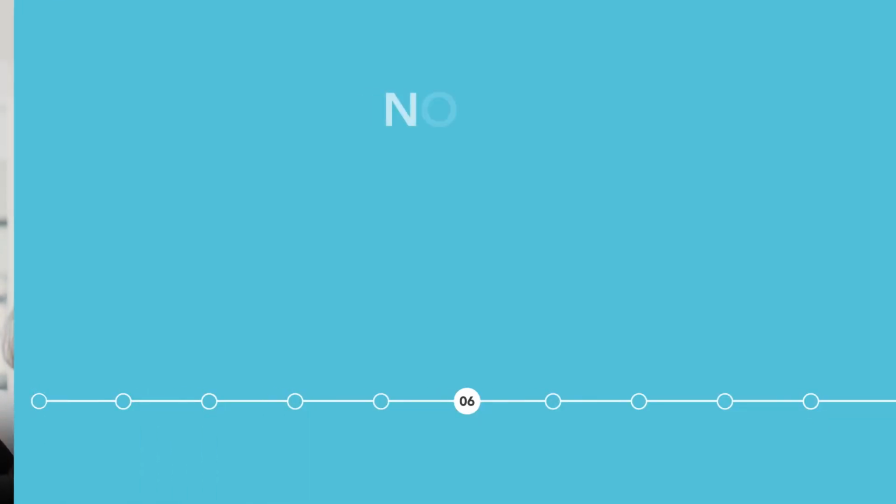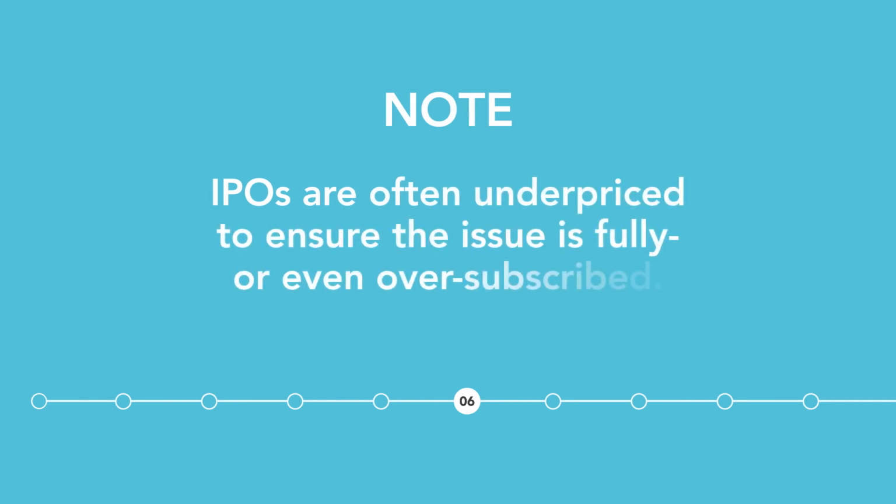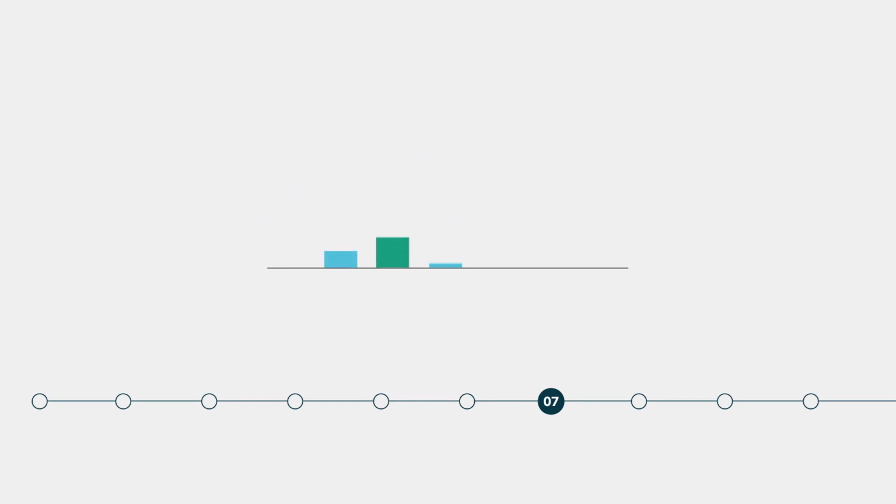Before you can sell shares, you'll have to price them. The day before the company's shares are traded on an exchange, you and your underwriter set the offer price and the number of shares to be sold. IPOs are often underpriced to ensure the issue is fully or even oversubscribed. After the issue is brought to market, the underwriter has a brief window to trade shares in order to influence and stabilize the share price.